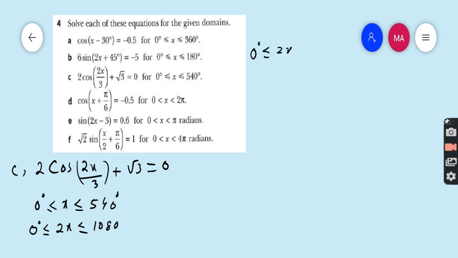2x upon 3 is 2x upon 3, and 1080 divided by 3 is 360 degrees. So this is our required domain. And the question, I am writing again, is 2 cos 2x upon 3 plus root 3 is equal to 0.